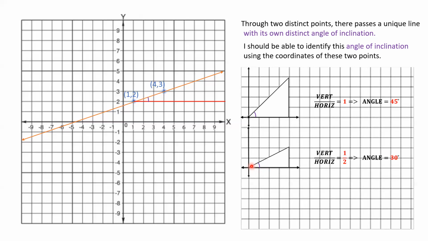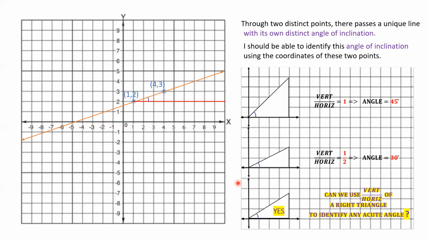So here's the question now. Can we use this ratio of the vertical to horizontal side of a right triangle to identify any acute angle? And the answer is yes. So let's go back to our line. And let's see how we can use this ratio to identify the angle of inclination.